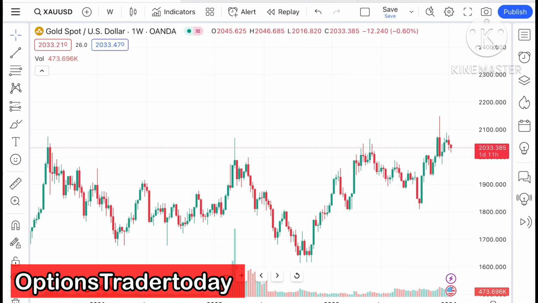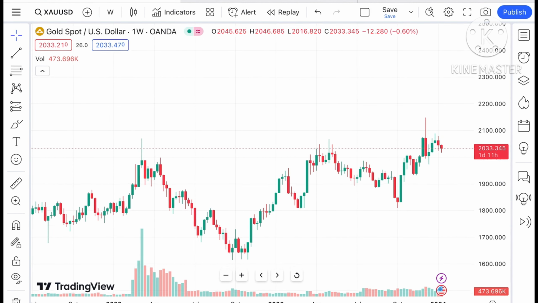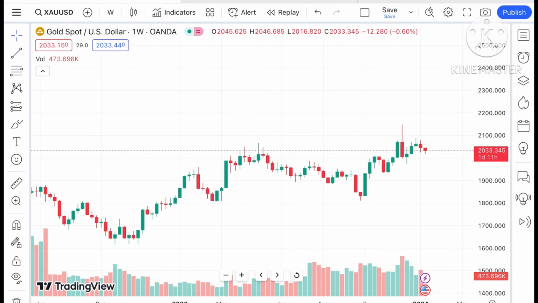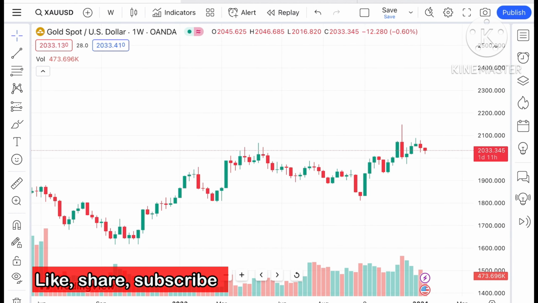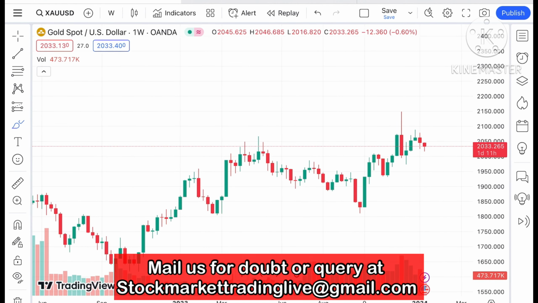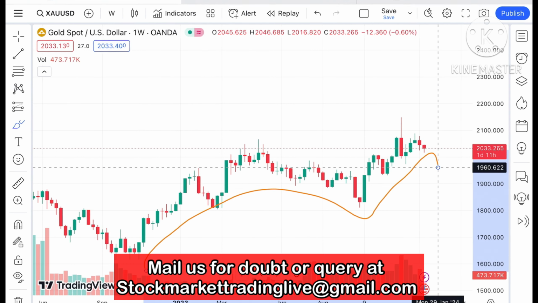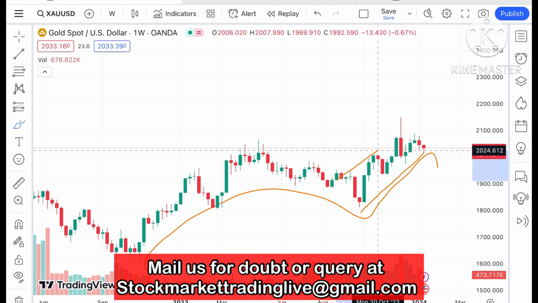So today in this video I'll explain how the price of gold has moved in the last week and how the price of gold can move in the next week. If you look at the chart of gold, for the last 2 weeks there has been a continuous downfall in the price of gold. While going down, it is creating a pattern. This pattern is being created here. Chances will be very high that we can see a further fall.